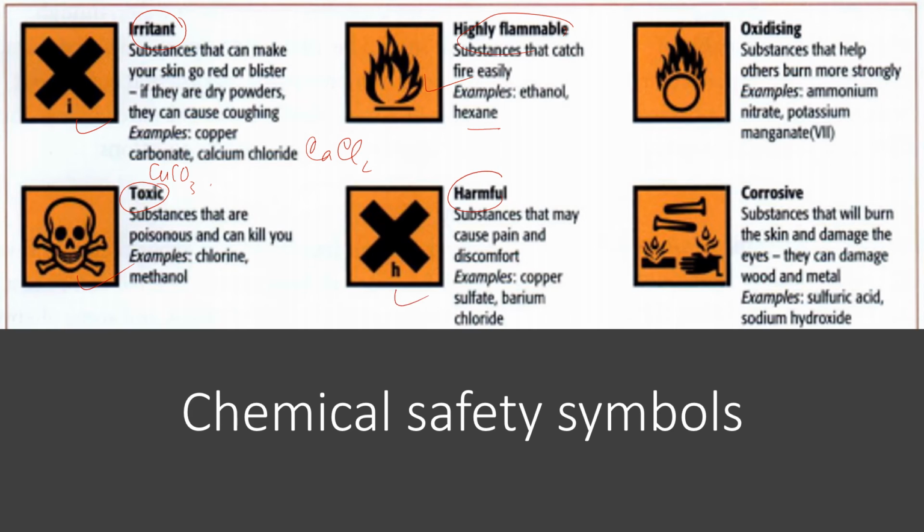Harmful, the same as irritant, but with I. Here, harmful with H. Oxidizing, corrosive. Corrosive substances will burn the skin and damage the eye. They can damage wood and metal, for example, sulfuric acid, sodium hydroxide.